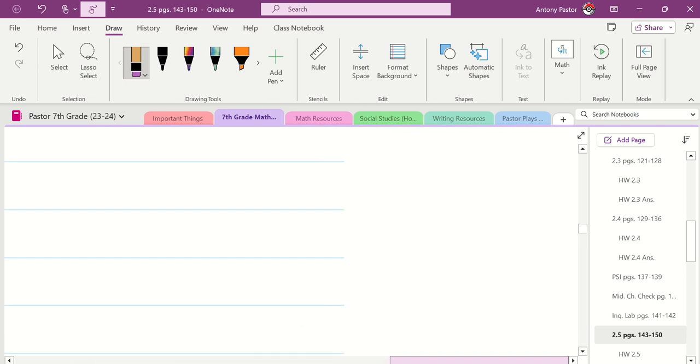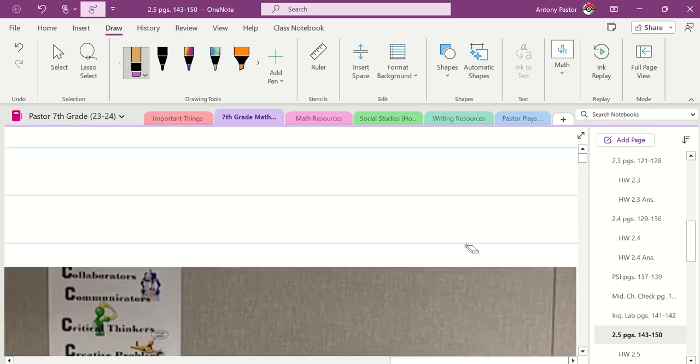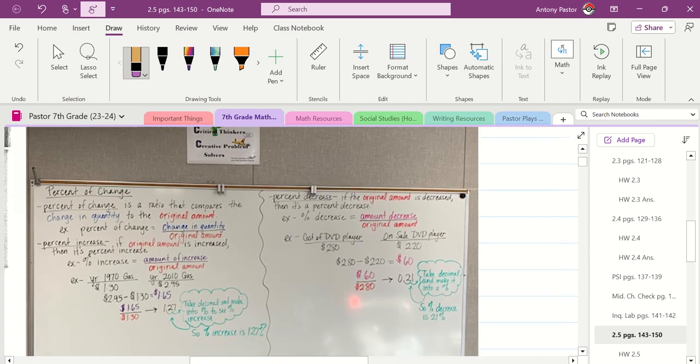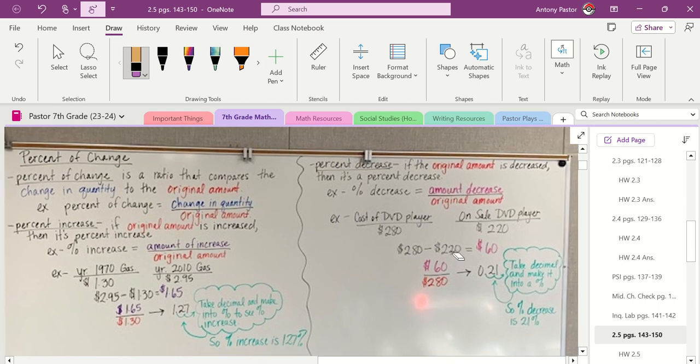And that's it for lesson 5. I mean, we can review the notes really quickly. I would still highly suggest you put the notes in your notebook. Percent of change is a ratio that compares the change in quantity to the original amount. Remember, percent of change is the blanket term. Whether it's an increase or a decrease, you're still finding a percent of change.